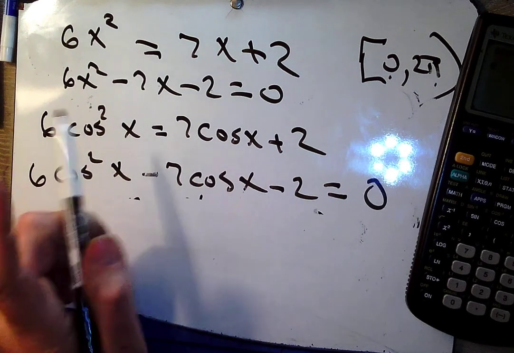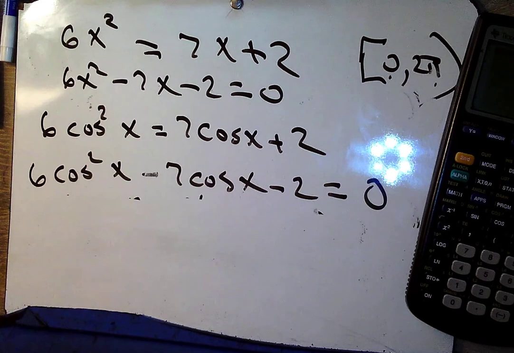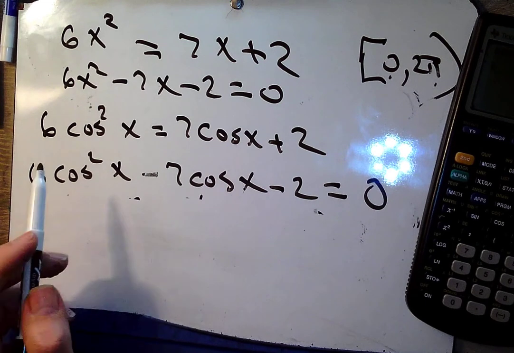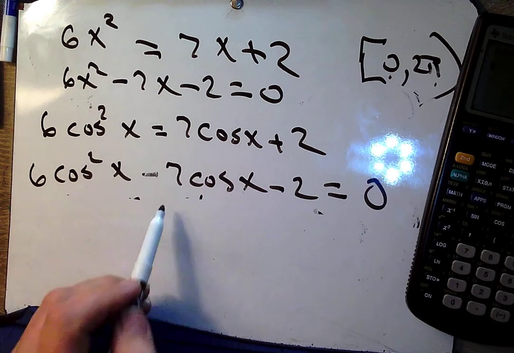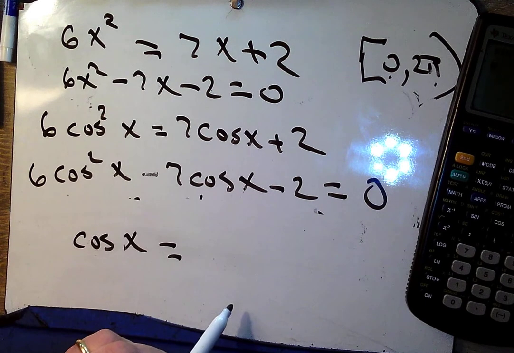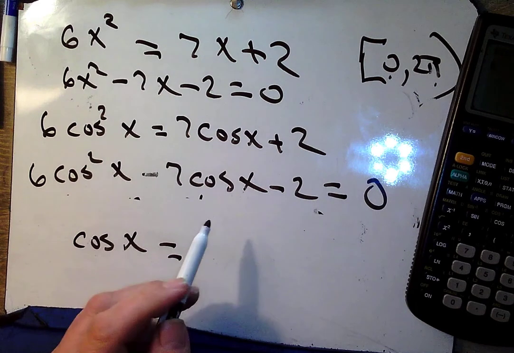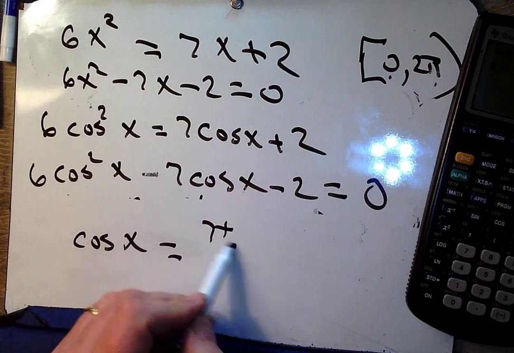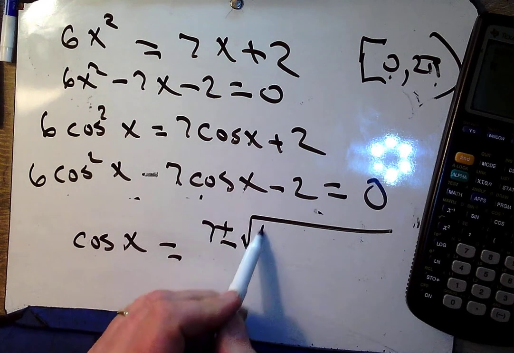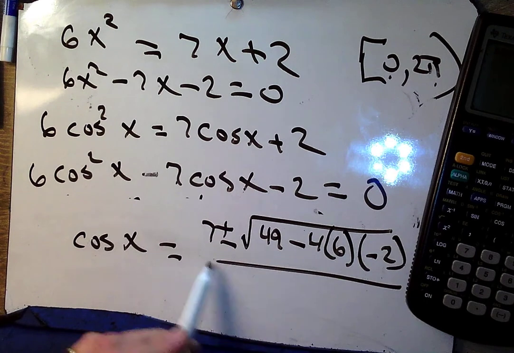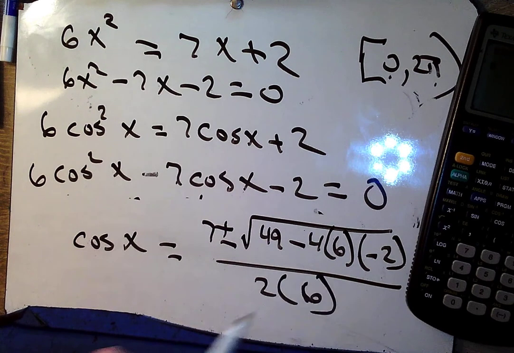Except when you sing the song, instead of x equals negative b plus and minus square root, you have to say cosine x equals negative b. Yeah, cosine x equals. Wow, what would that even look like? Well, just out of pure curiosity, I'm going to say negative b plus and minus square root of b squared minus 4ac all over 2a.